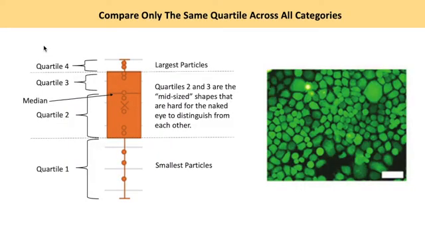But first, when studying a heterogeneous system, such as particles or cells in this 2D culture, in which the cells come in different shapes and sizes, it's often helpful to calculate the quartiles of the distribution of the cell shapes such that you can compare the same quartile across different groups. And this often yields more useful information than comparing all cells collectively in bulk. For example, quartile 4 represents the largest particles, while quartile 1 represents the smallest particles. And quartiles 2 and 3 represent the mid-sized shapes that are often hardest for the naked eye to distinguish.